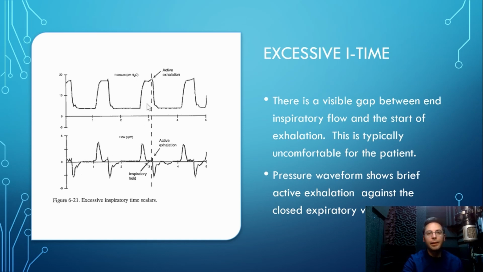We can also see here on the pressure waveform that at the top here, we see this brief deflection upward above what would otherwise be our normal peak pressure there, and this is indicative of active exhalation against a closed expiratory valve.